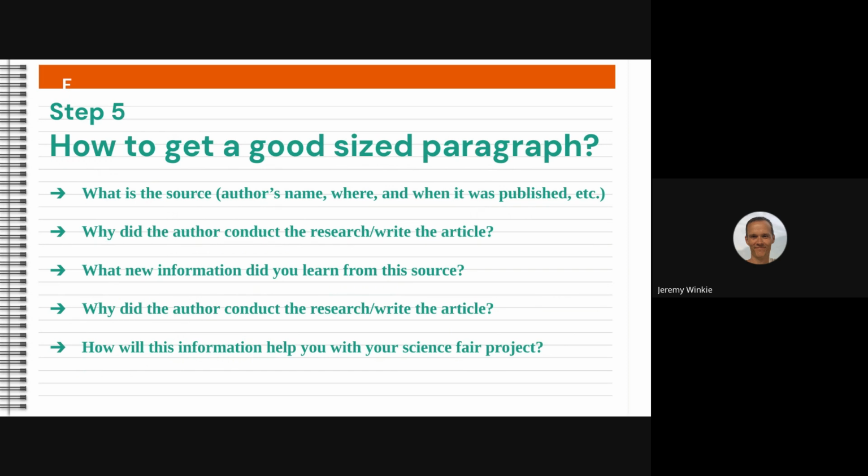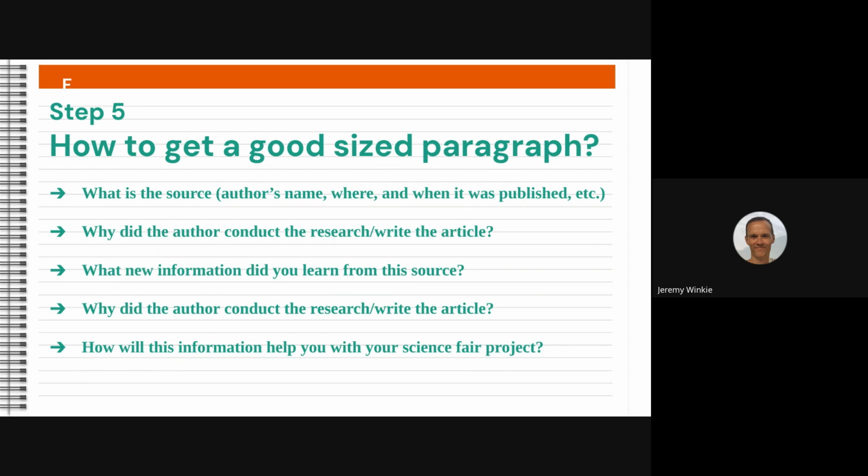Step 5, if you need a couple of ideas on how to get started to come up with a whole paragraph on your article, here's a couple of ways to get you started. Sentence starters, you could almost say. You could talk about what the source is. So who's the author, when and where was it published?